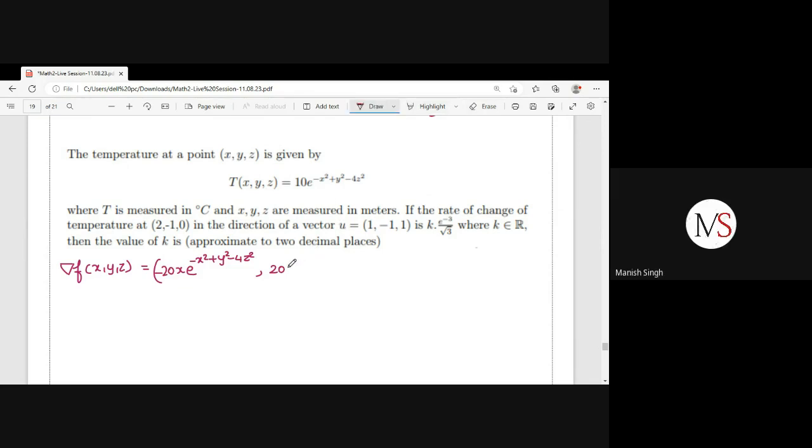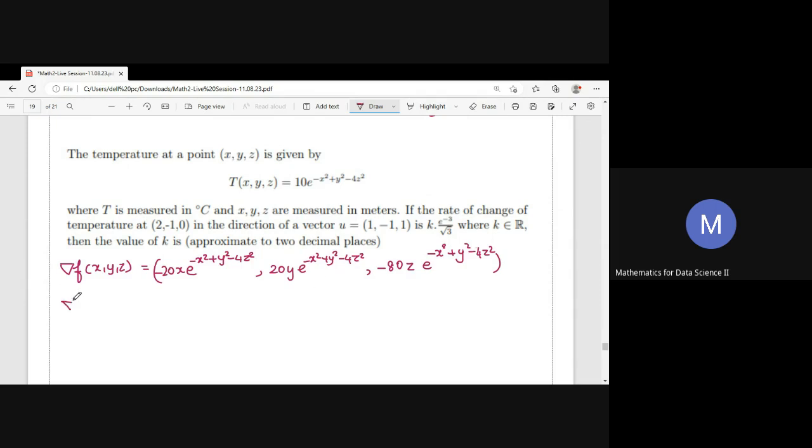20y into e power minus x squared plus y squared minus 4z squared. And then here you have minus 8z, so you have minus 4z into 10, minus 80z. So this is your gradient function.